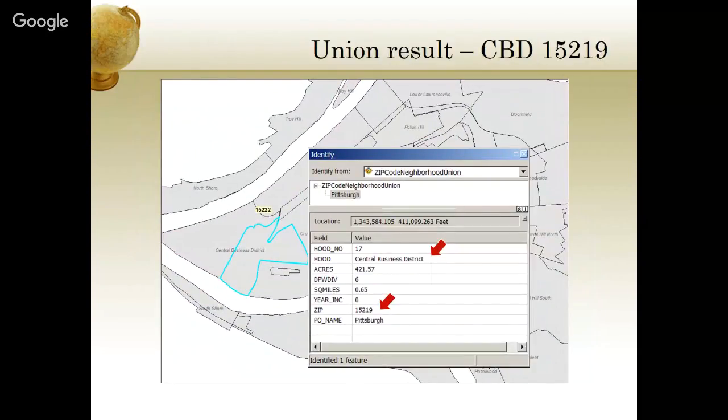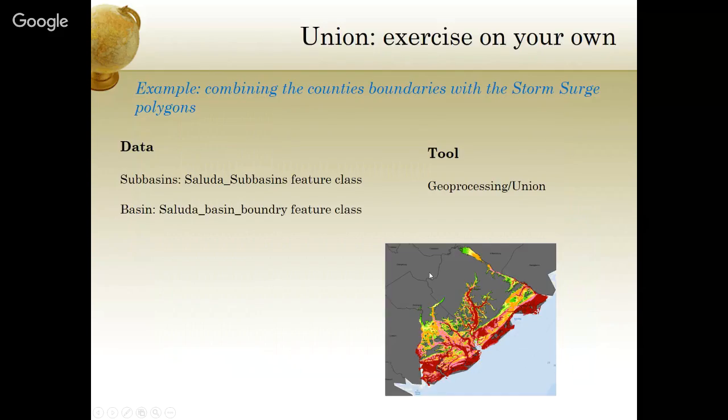And if we use our identify tool, or look at the attribute table, we see that it's going to, again, have a combination of both attribute tables where we have the neighborhood and the zip code information. Oops, I have another typo in my PowerPoint here. We're going to take the county information and we're going to perform a union operation with our storm surge zones. So we're going to see what portions of each county fall within each one of these zones through a union.